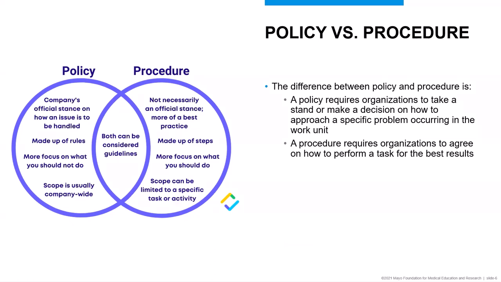And procedures can be limited to a specific task or activity, whereas the scope of a policy is usually facility-wide and covers the entire area. So the policy does, in fact, require your facility to take a stand or make decisions on how to approach a specific problem that's occurring in the work unit, whereas the procedure requires the organization to agree on how to perform a task for the best results. So again, the policy says, here's what we do and here's what we don't do. The procedure says, here's how we do what we say we do.